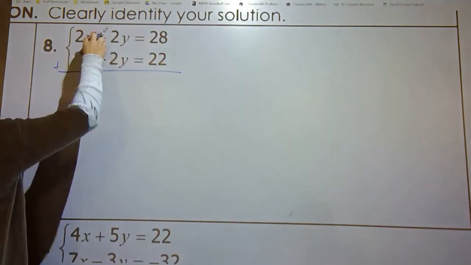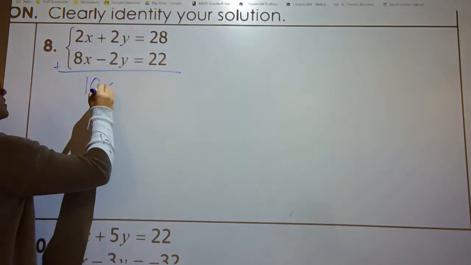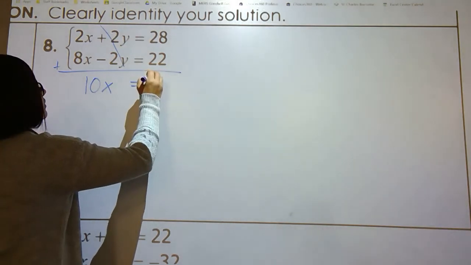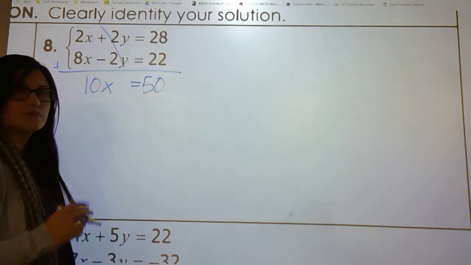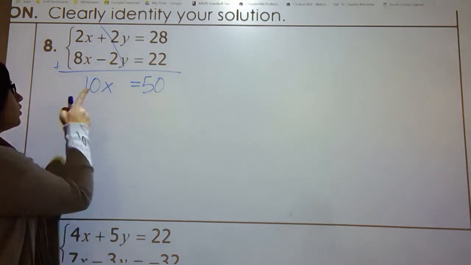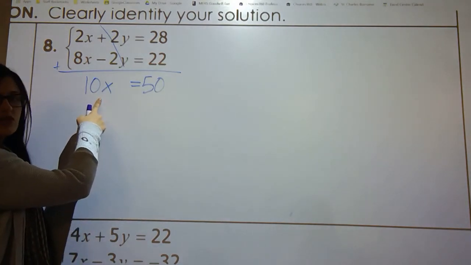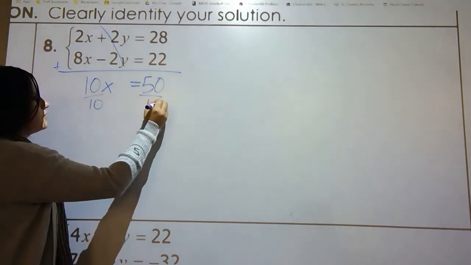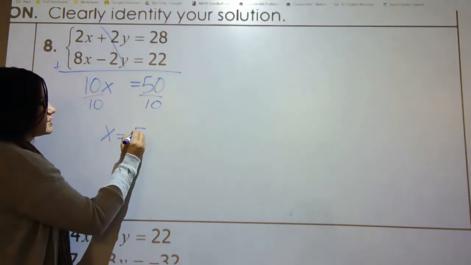Okay, so I have 2x plus 8x is 10x. 2y minus 2y goes away, and then I'm left with 50. All right, so that's how we meshed the two equations together. Now we have one equation with one variable, so I can solve, and I have x equals 5.